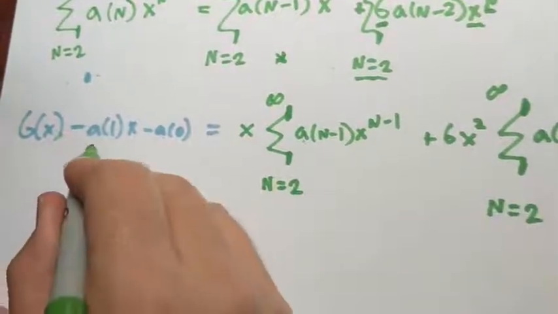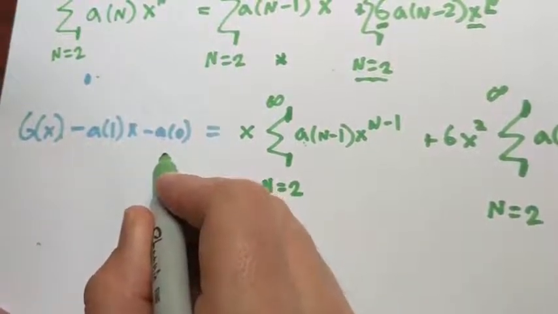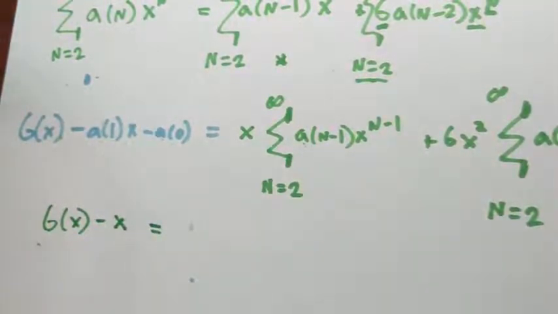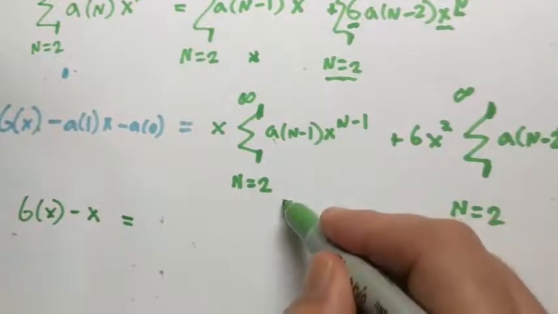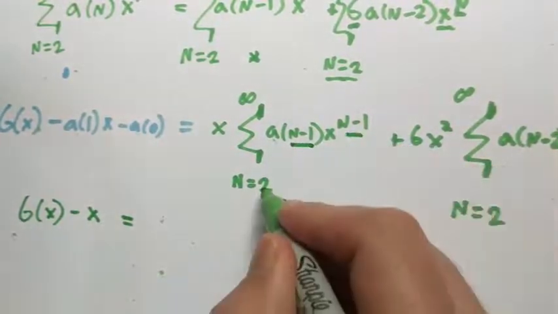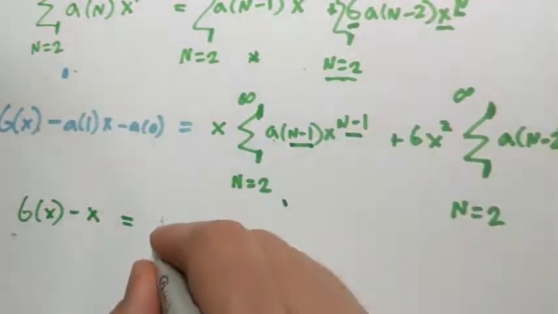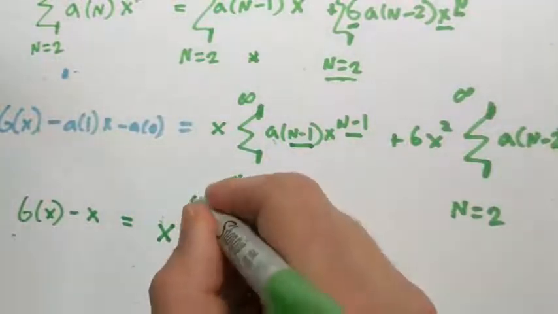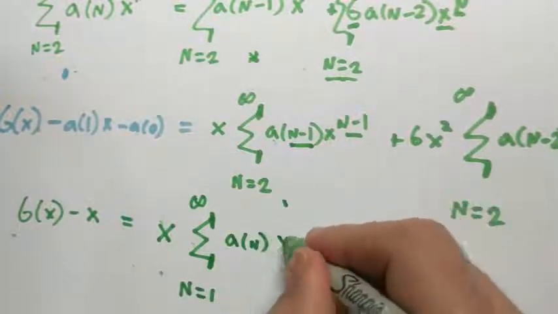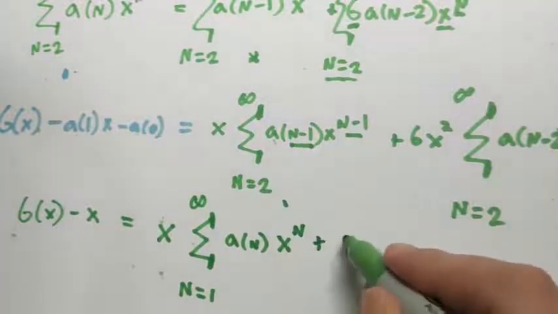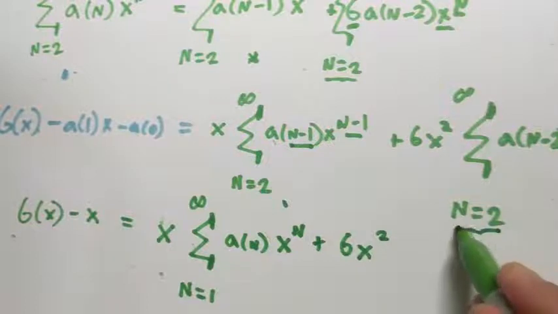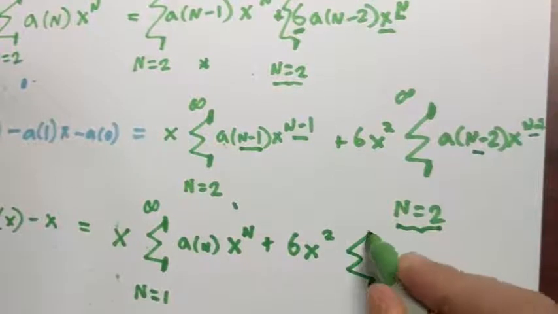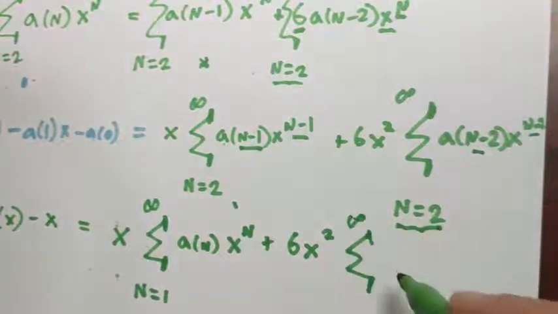So this a of 1 was equal to 1 and a of 0 was equal to 0. So I can rewrite this as g of x minus x. On this one I have to think about what's actually happening with my index shift. So I'm starting at 2, but everything is getting shifted down by 1. So I could shift everything down by 1 and just start at 1. And then on this next term, everything starts at 2, but then the coefficients and the terms are getting shifted down by 2. So I could just start at 0 and not do the shift.